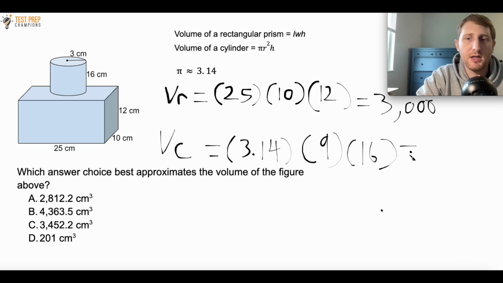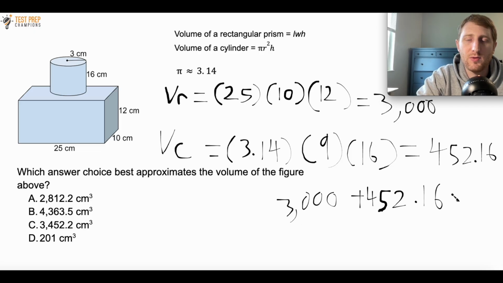And in my calculator, I get 452.16. So the last step here is to add these two numbers together. So we do 3,000 plus 452.16. And when we round, we're going to get C. So C is the correct answer here.